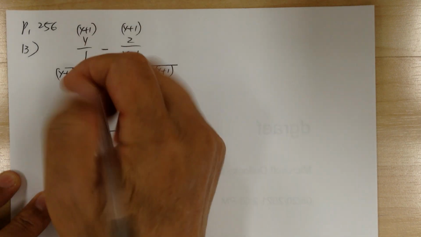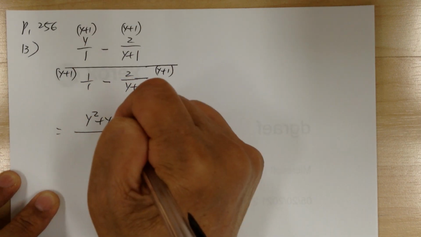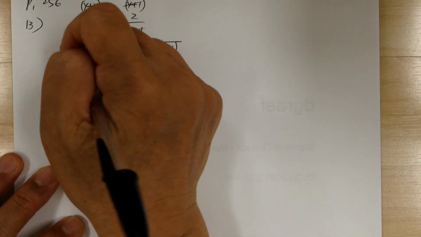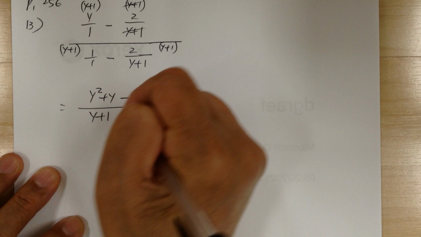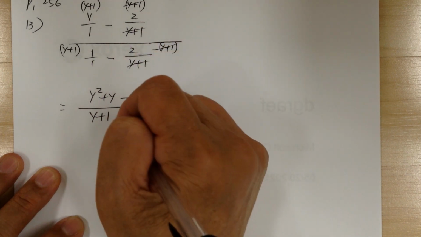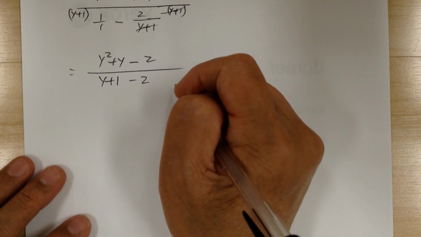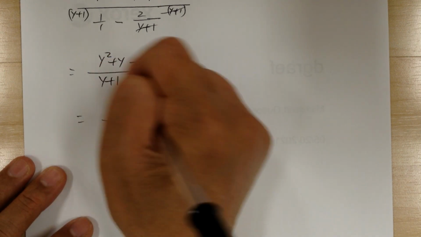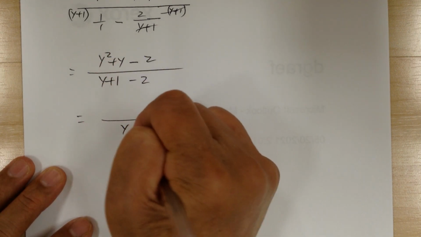So this one does not cancel, so it will be y squared plus y minus, this will cancel also, it will be minus 2. Over here there's nothing to cancel, so it would be y plus 1, and this cancels also, so it would be minus 2. Then after that, the bottom you can just simplify, so the bottom would be y minus 1.